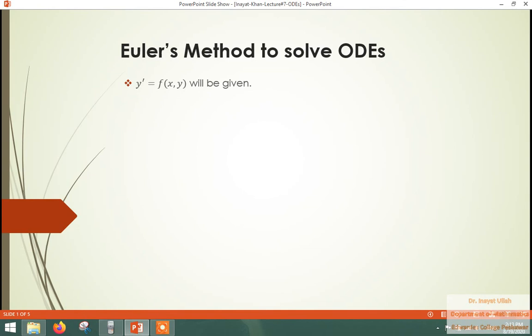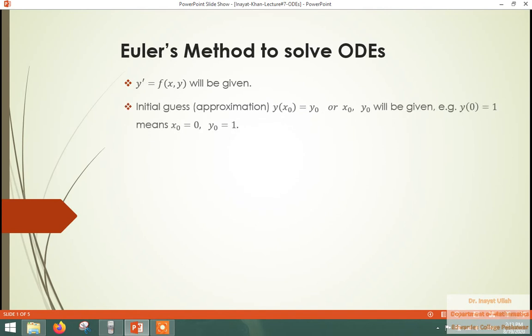The first one is you will be given a differential equation y prime, which is a function of x and y, usually denoted by this notation. Secondly, you will be given an initial approximation, y of x naught is equal to y naught, or in the second fashion, x naught comma y naught. Third, you will be given the step size h in the question. These three pieces of information will be given to you in questions involving Euler's technique.